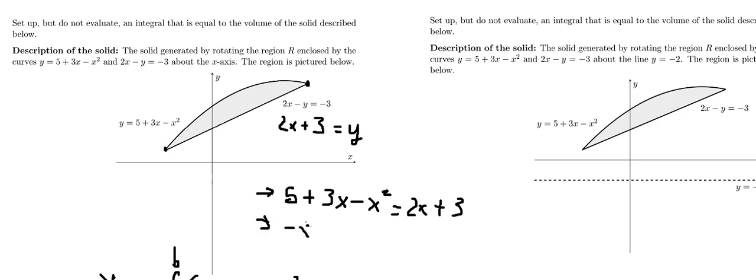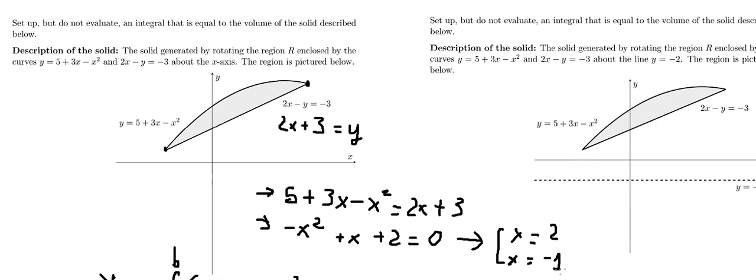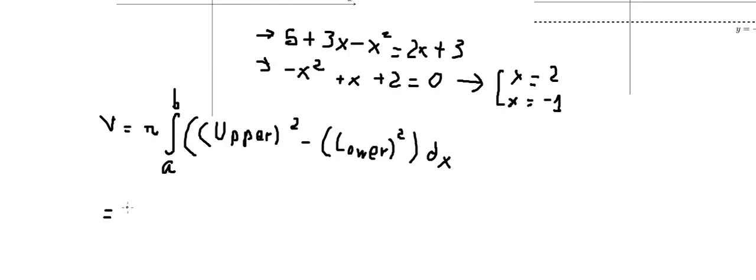So this one we have negative x squared, 3x minus 2x, we have x, 5 minus number 3, we have number 2. So we need to find the solutions of this one. And we have number 2 and negative number 1. So negative number 1 go in here, number 2 go in here.